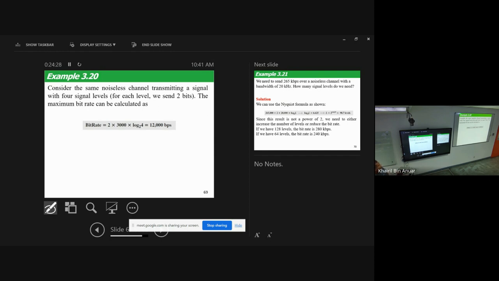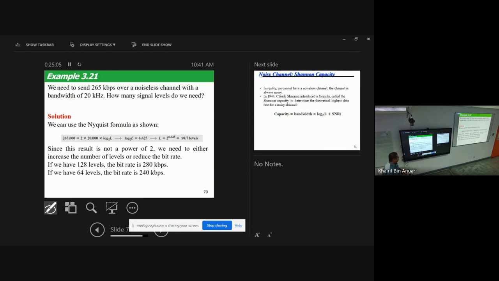Another example over here, this is for a noiseless channel. A signal with 4 signal levels. Here, the 4 signal levels, and we set 2 bits for each level. The maximum bit rate can be calculated, so you have to calculate the bit rate. This one is the bandwidth, the same as the example previously. This one is just a constant that you have to include, and the 4 is the signal level. So this is the other way you can calculate the bit rate.